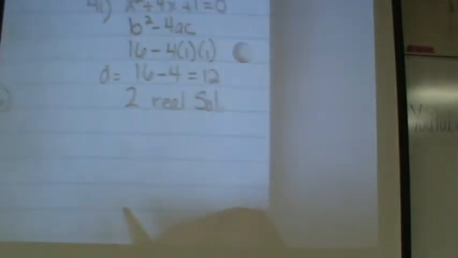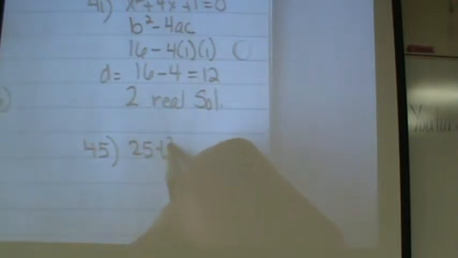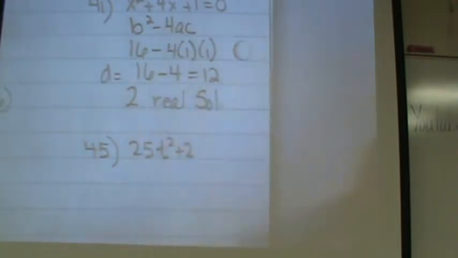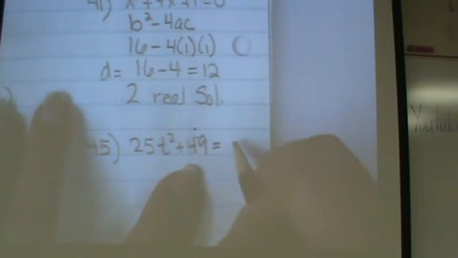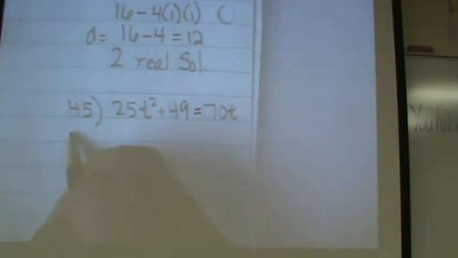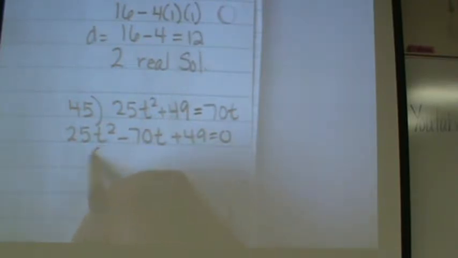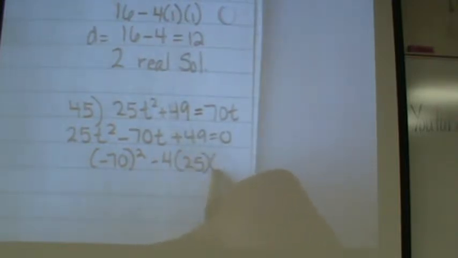We can skip 43. We need to do 45. So we have 25t squared plus 49 equals 70t. Okay, so this one we have to get the 70t over on the other side. So we have 25t squared minus 70t plus 49 equals 0. So the b value is negative 70. So when you do negative 70 squared minus 4 times 25 times 49.